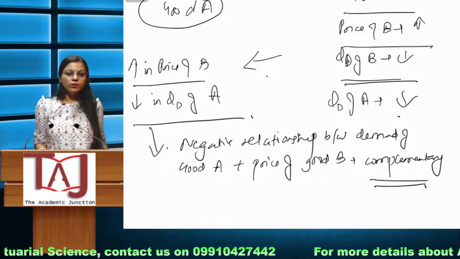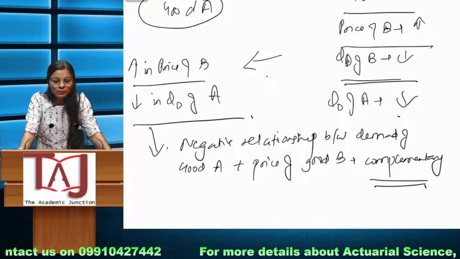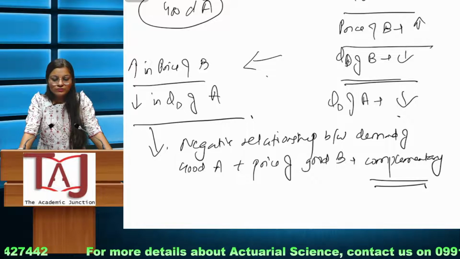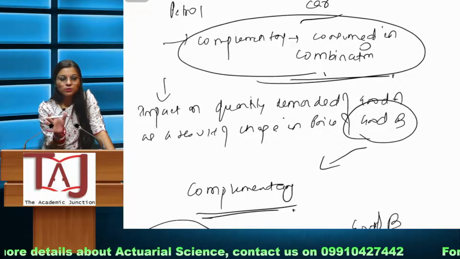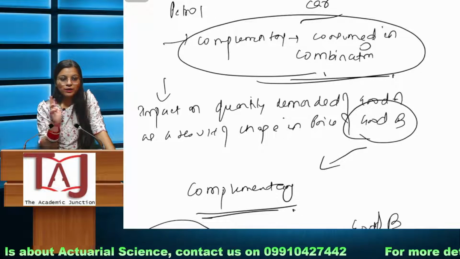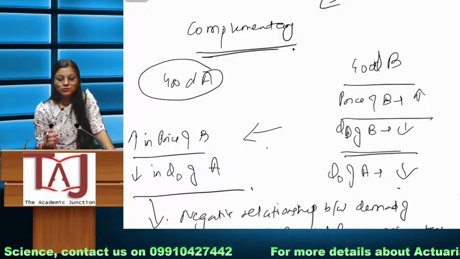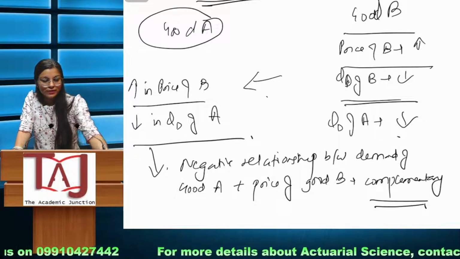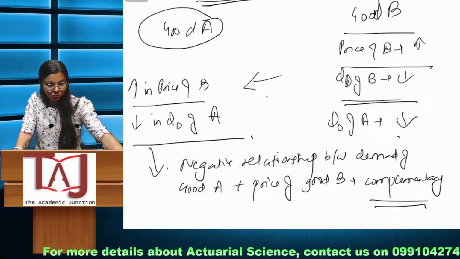So just note it down. These two cases, substitute and complementary goods, will be used in your elasticity chapter as well. So that is why focus on why there is a positive relationship between an increase in price of a substitute good and quantity demanded of an alternative good, and why there is a negative relationship. This will be used in further chapters as well. So make sure your doubts related to this are cleared. If you have any doubts, just put them in the chat section. Otherwise, we are good to go.